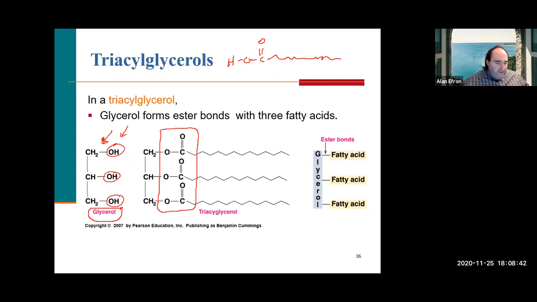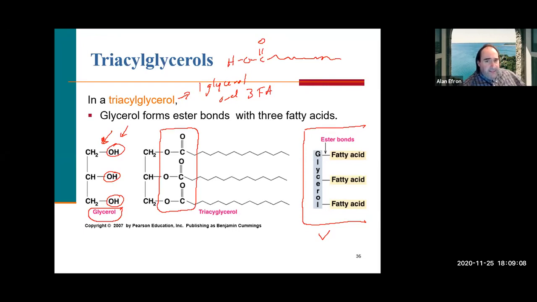So for a triacylglycerol, this is an important little picture here. It is made up of, and this is what you need to know, a glycerol unit and 3 fatty acids. So 1 glycerol and 3 fatty acids makes up a triacylglycerol. They are held together by ester bonds, 3 ester bonds in that case. Any questions on that there?